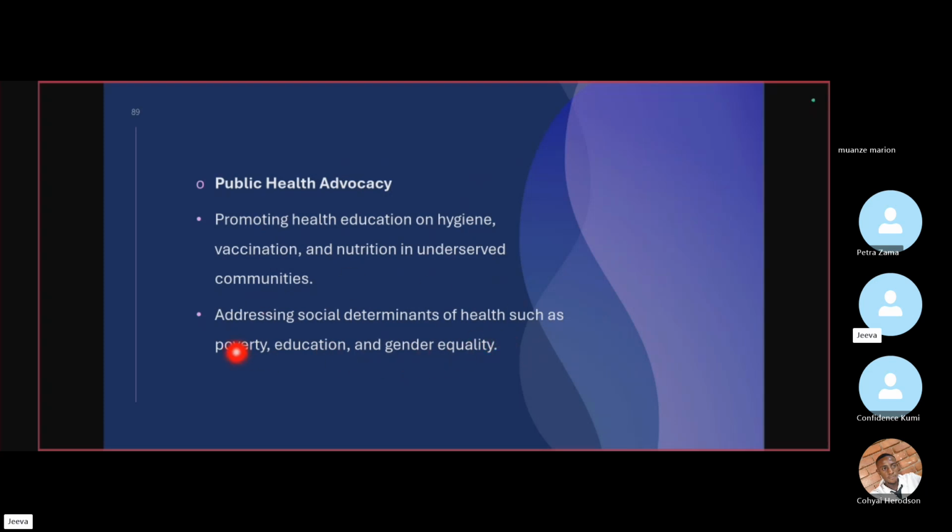Like poor people, they should get medical access. Educated people should have a better lifestyle, and gender inequality also should be eradicated. Equal treatment should be given to both males and females.